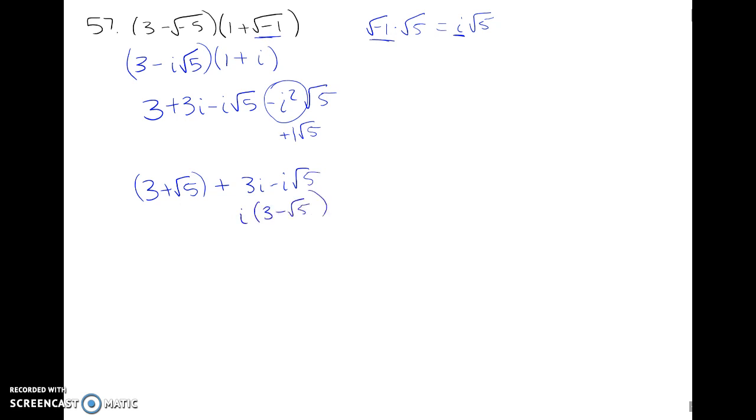And then I want to write it the other way so it's kind of in standard form. So I have 3 plus root 5 plus 3 minus root 5 times i. And now we can't combine those two because this one is connected to an i, so they're not like terms. So this is your answer.